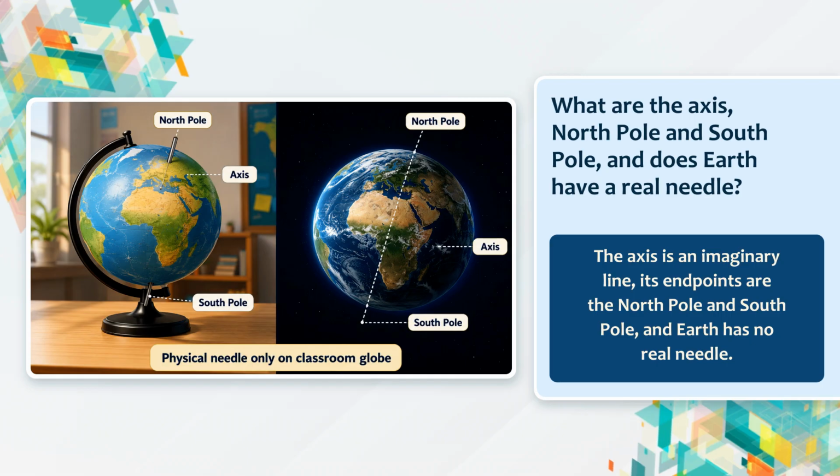The two views separate the model from reality. The axis is an imaginary line. Its endpoints are the North Pole and South Pole, and Earth has no real needle. The solid needle belongs only to the classroom globe. Next, everyday seats and board squares will help us understand the idea of a grid.